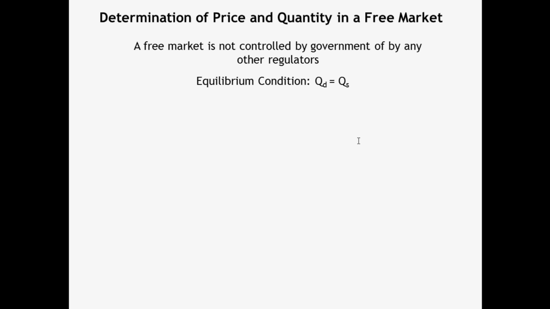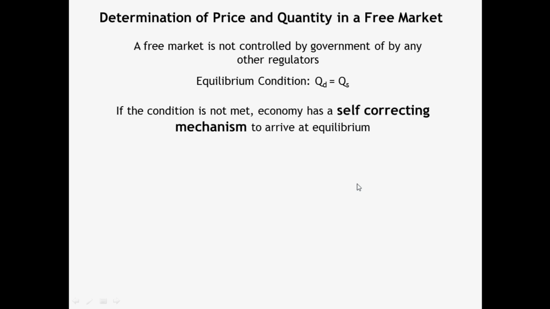Price at which quantity demanded and quantity supplied of a product become equal is called market clearing price or equilibrium price, and the corresponding quantity is called equilibrium quantity. If the condition is not met, market has a self-correcting mechanism to arrive at equilibrium, which is known as the role of invisible hand according to Adam Smith in achieving equilibrium. We can explain the price and quantity determination process in a free market using a figure.